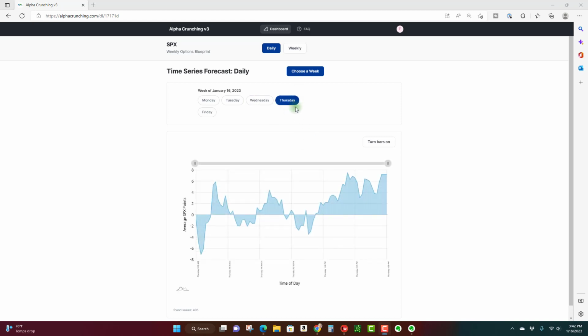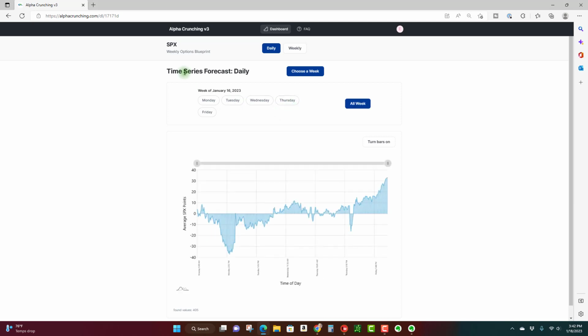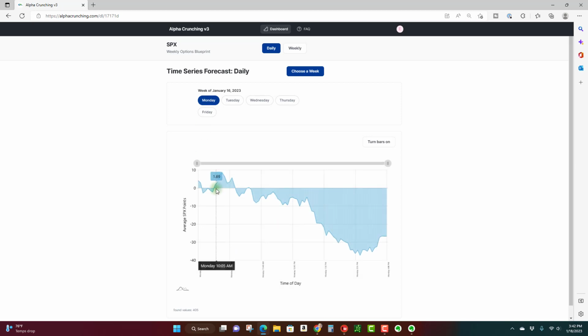Now let's talk about the time series forecast for a minute. The time series forecast is showing you what previous history has done for this particular individual day. And if this particular day has been negative, and for this example, for this week, Monday was relatively negative. It was kind of choppy in the morning, and then we saw kind of a downward trend. And this has been the average move for each increment added up over that particular day.